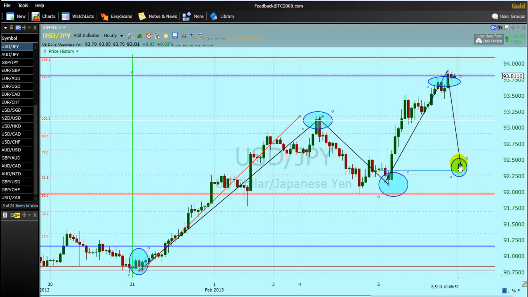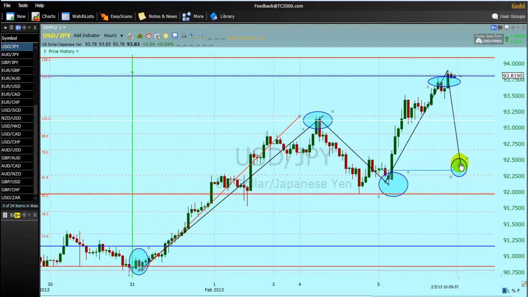In the case of a running flat correction, the C correction will fail to go below the end of the A correction. But in the case of an expanded flat correction, the C corrective wave will violate the end of the A correction, divided into 5 waves, bringing it down. Sometimes it will even go all the way down to the starting point of the bigger trend. So in the case of an expanded flat correction, we'll expect it to take this low here.